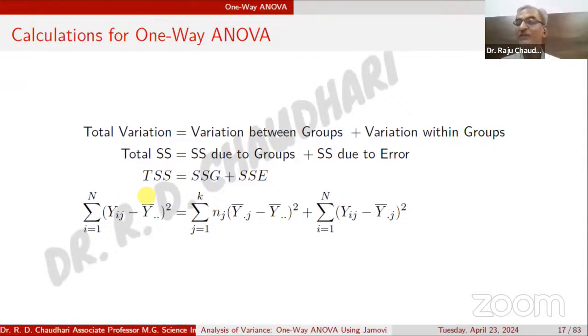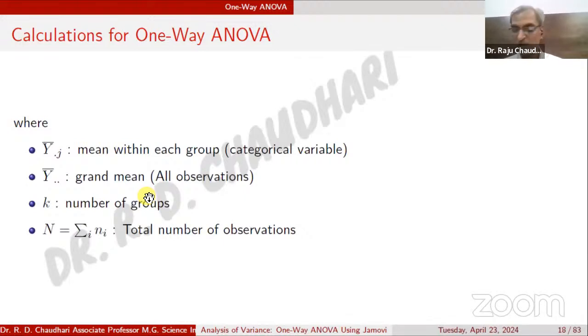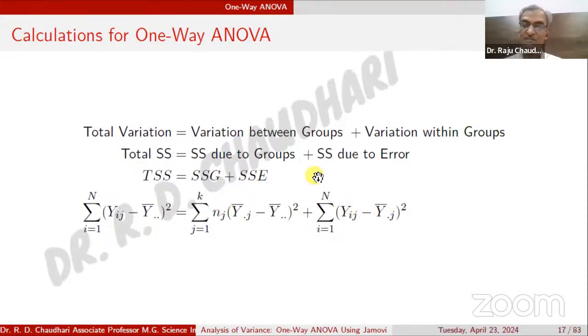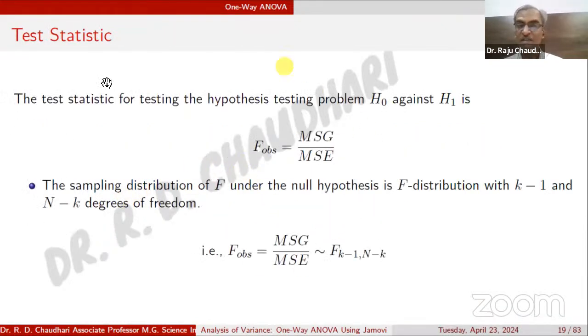But when we are using software, we directly get the result. Okay, so this is about the theory of one-way ANOVA, right? And these are the notations which I have used in the formula. This is just for the reference. Okay, then we have the test statistic. Now for testing the hypothesis H0 against H1, we calculate the mean sum of squares due to group divided by the mean sum of squares due to error. So that gives you the F test statistic.